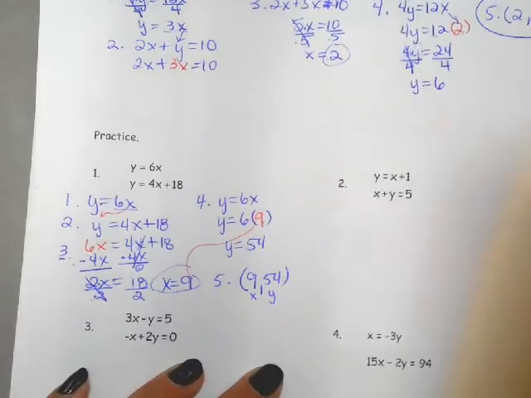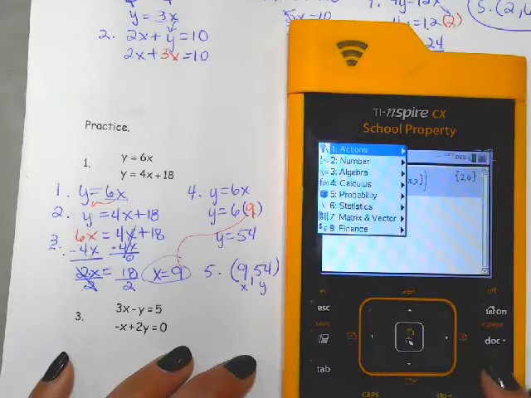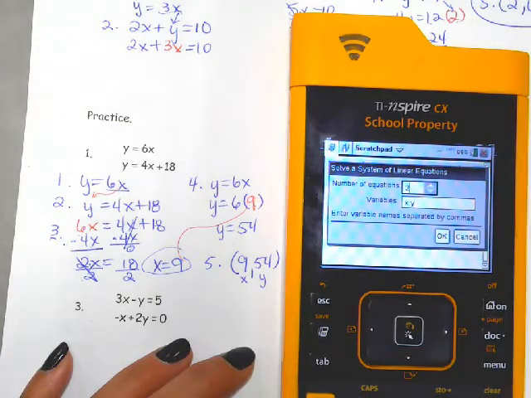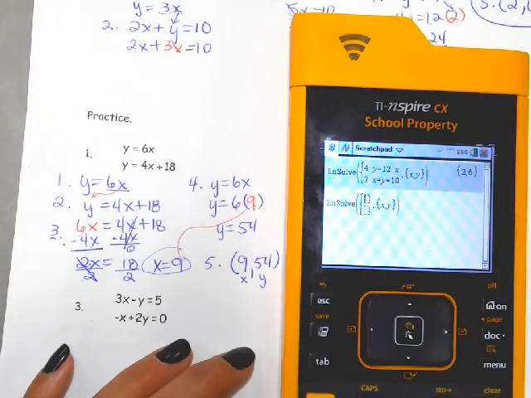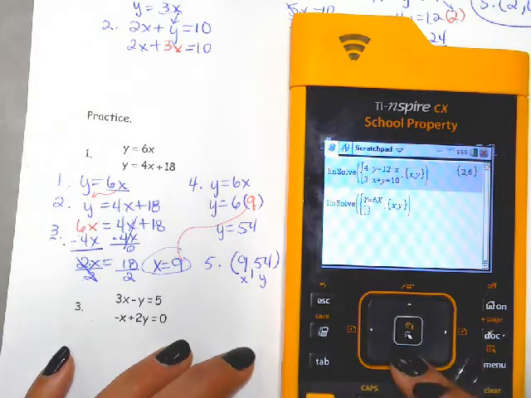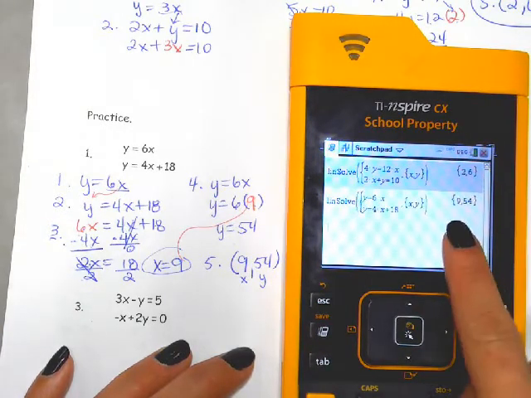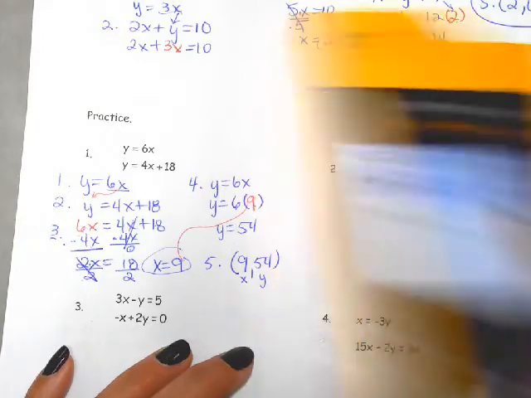And again, we would check it with the calculator. Menu, in a calculator page, algebra, solve systems, yes to equations, yes x and y, hit OK. First equation, y equals 6x, y equals 4x plus 18. Enter, and we know it's correct.